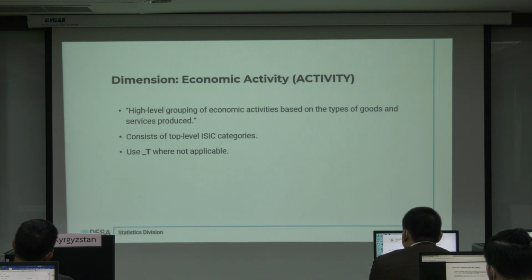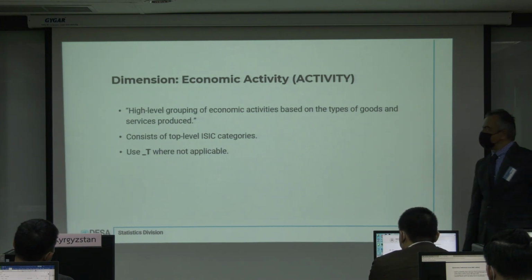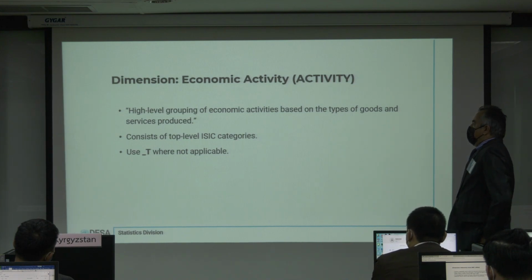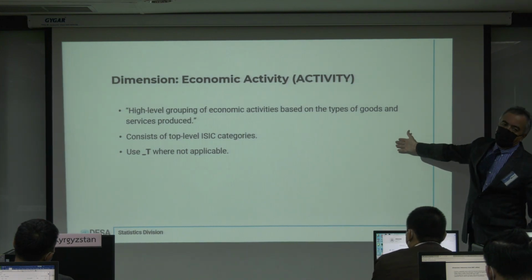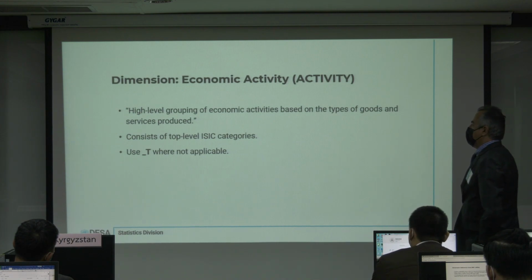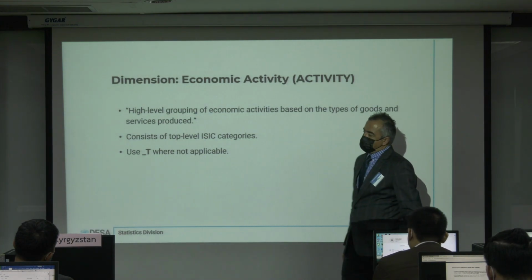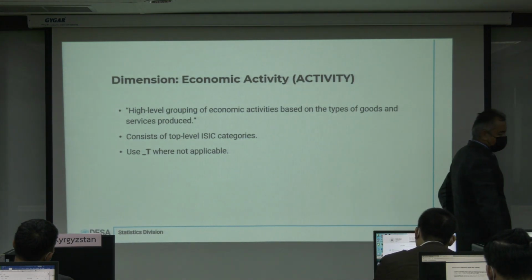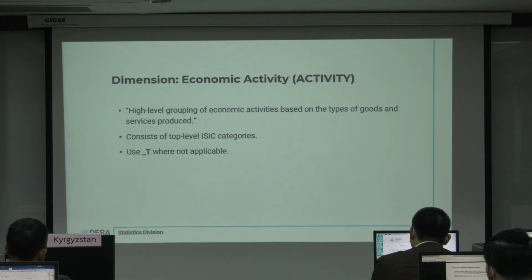Economic activity. That's basically ISIC. And it has top level ISIC, continuous underscore T, or not applicable. Used for economic indicators.